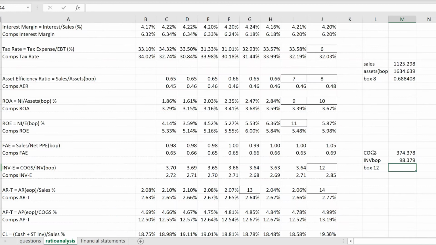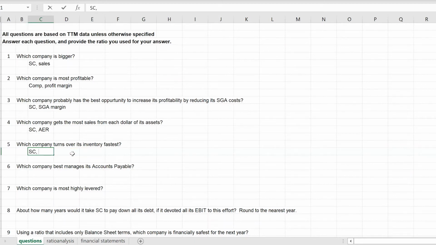And once we have both these numbers, we can solve for the inventory efficiency ratio, which is just your COGS divided by your inventory beginning period. And you get 3.81, which is greater than the comparable company. So we're going to say that Sound Capture is better at going through its inventory. So we said Sound Capture, and we said because of the inventory efficiency ratio.